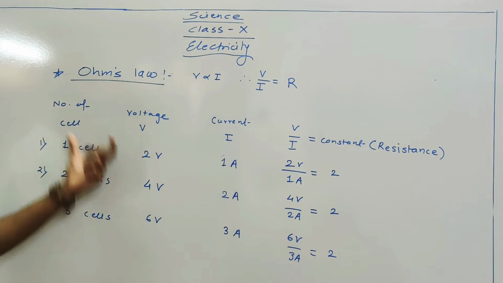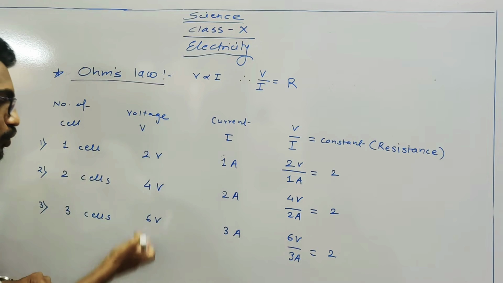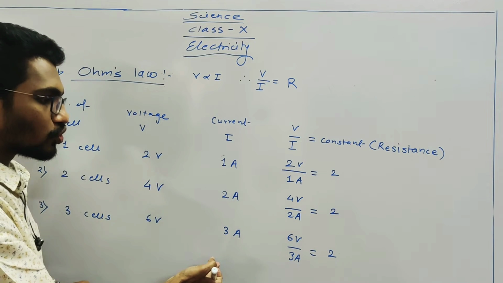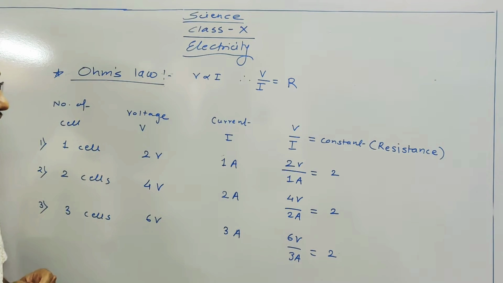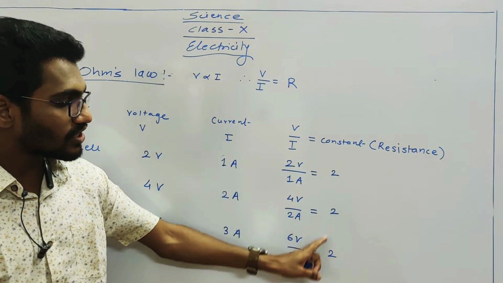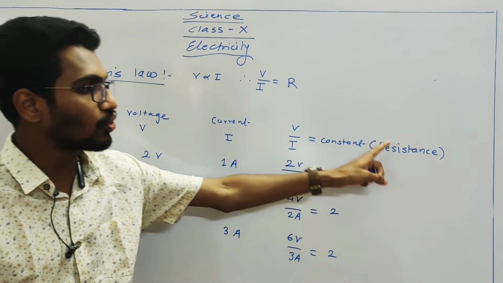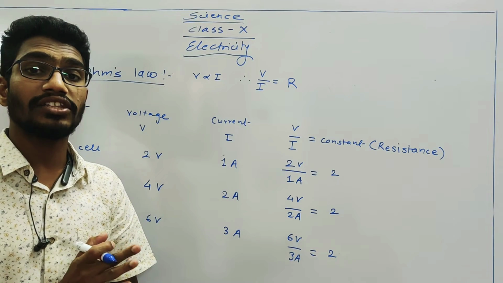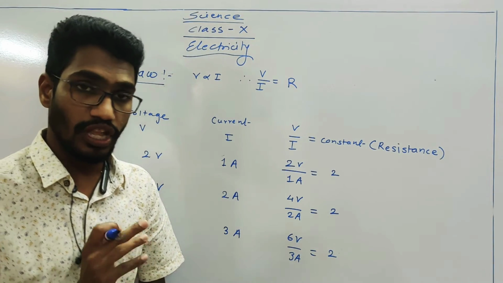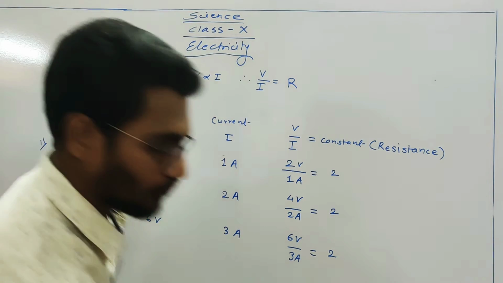So this is the activity to explain Ohm's law: voltage goes on increasing, the amount of current also increases, but it increases in direct proportion, so every time you will get the same answer for the ratio V by I, that is the constant called resistance. Now we are going to learn exactly what the meaning of resistance is. This is all about the activity which is there in the video also.